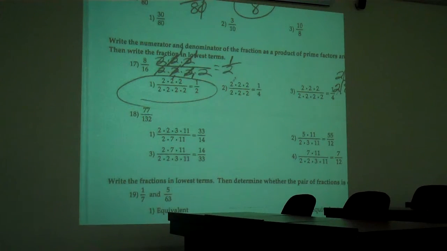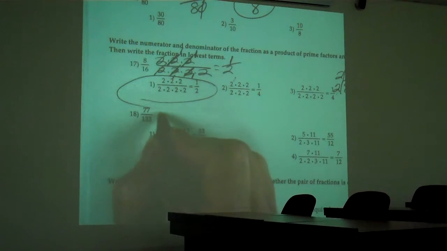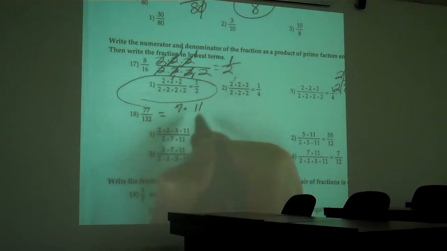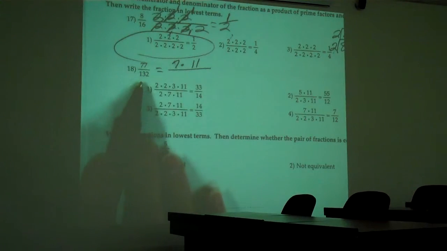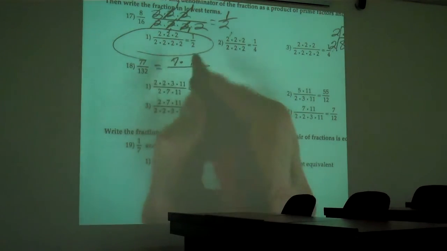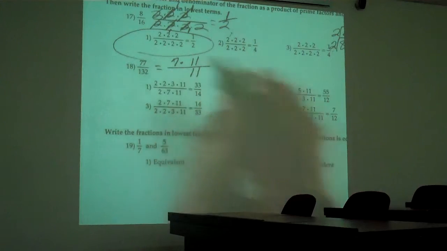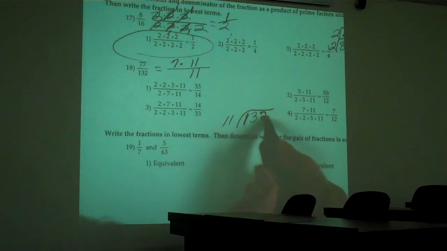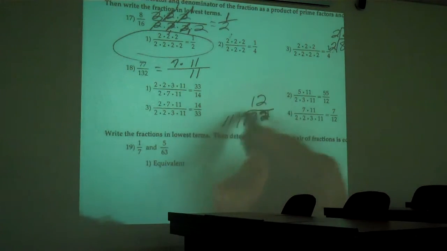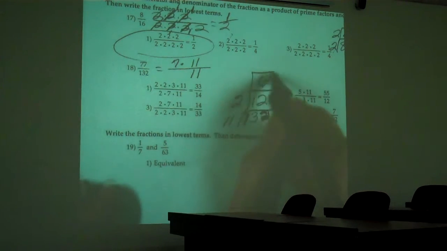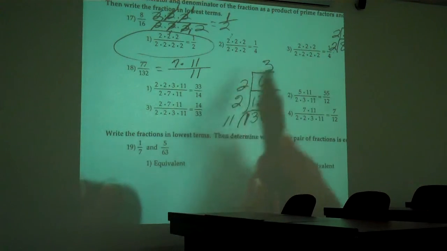Okay, 77 over 132. What's 77 divided by? 7 times 11, huh? Does 11 go into 132? Remember how the outsides add up to the middle for 11? It's 11 times 12, huh? 132, you divide it by 11, it's these two numbers here, it's 12. Now divide that by 2 is 6. Divide that by 2 is 3. So it's 2, 2, 3, 11.